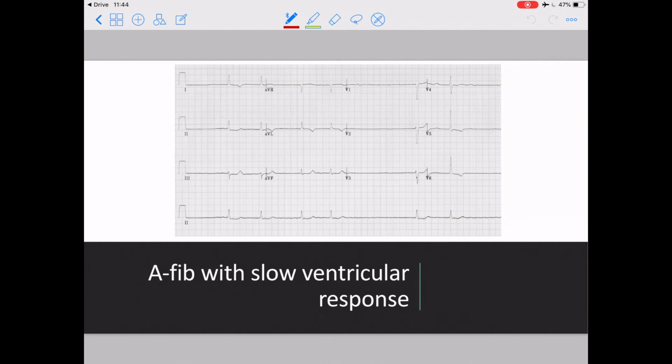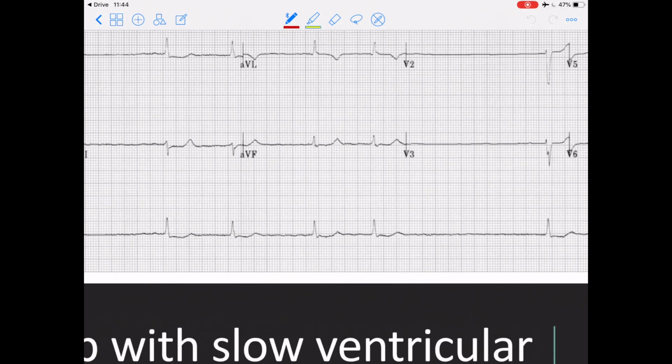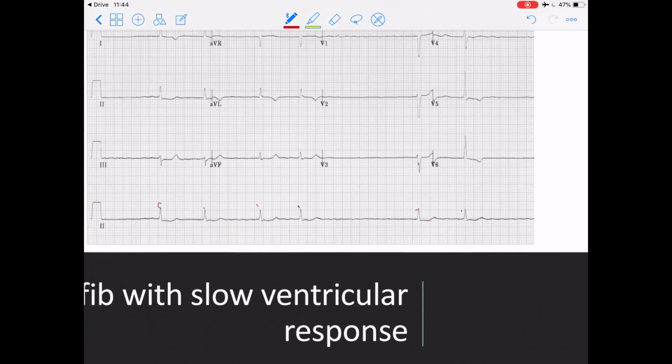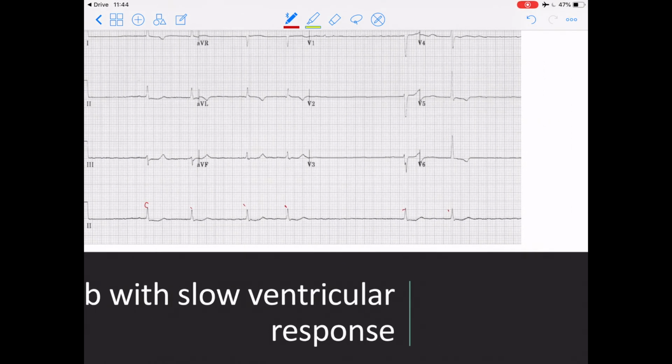So in our next example here, we have atrial fibrillation with a slow ventricular response. So essentially what this is, you can either have a fast or a slow ventricular response. That's just essentially how fast the QRS complexes are coming in. So if we zoom in here, we can see that this is a very slow rate. 1, 2, 3, 4, 5, 6. So 6 times 6 is 36. So our rate here would be about 36 beats per minute. That's very, very slow.